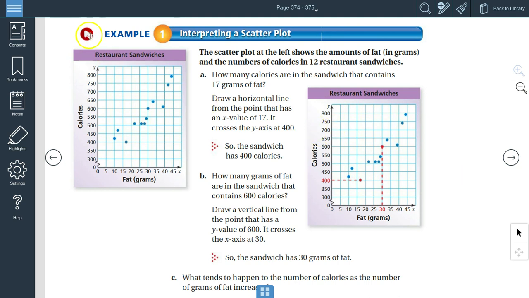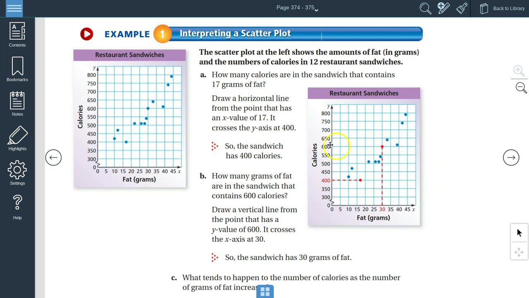So let's take a look at this one on restaurant sandwiches. There's a play button here that you can watch next to examples if you forgot about that, something you could do if you're stuck on something. So here's one with restaurant sandwiches, and it's got two different graphs. We're just going to take a look at this one that has stuff on it that's kind of helpful. The bottom is fat in grams, and the side is calories. So it looks like it's comparing how many grams of fat there are in a sandwich versus how many calories it gives you.